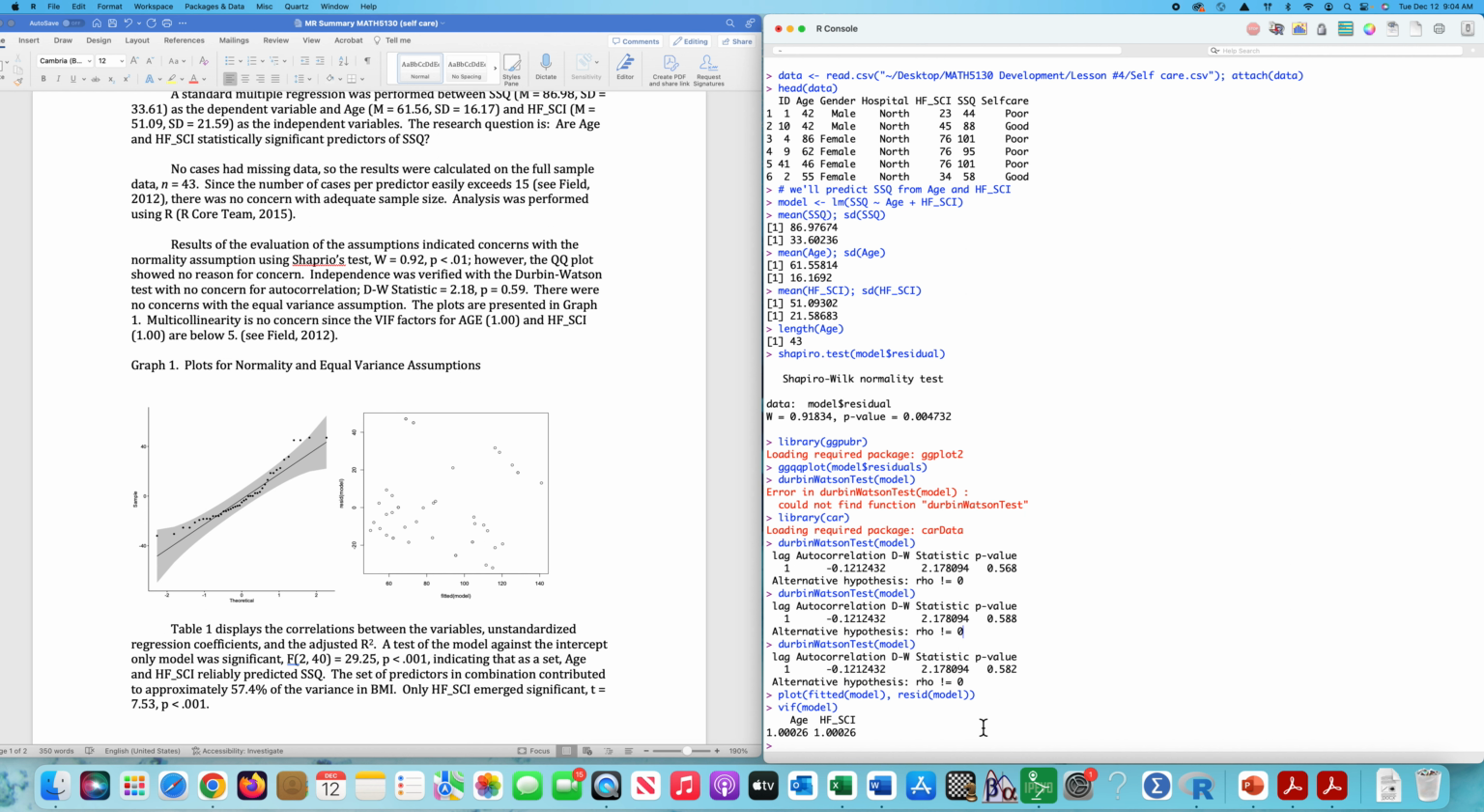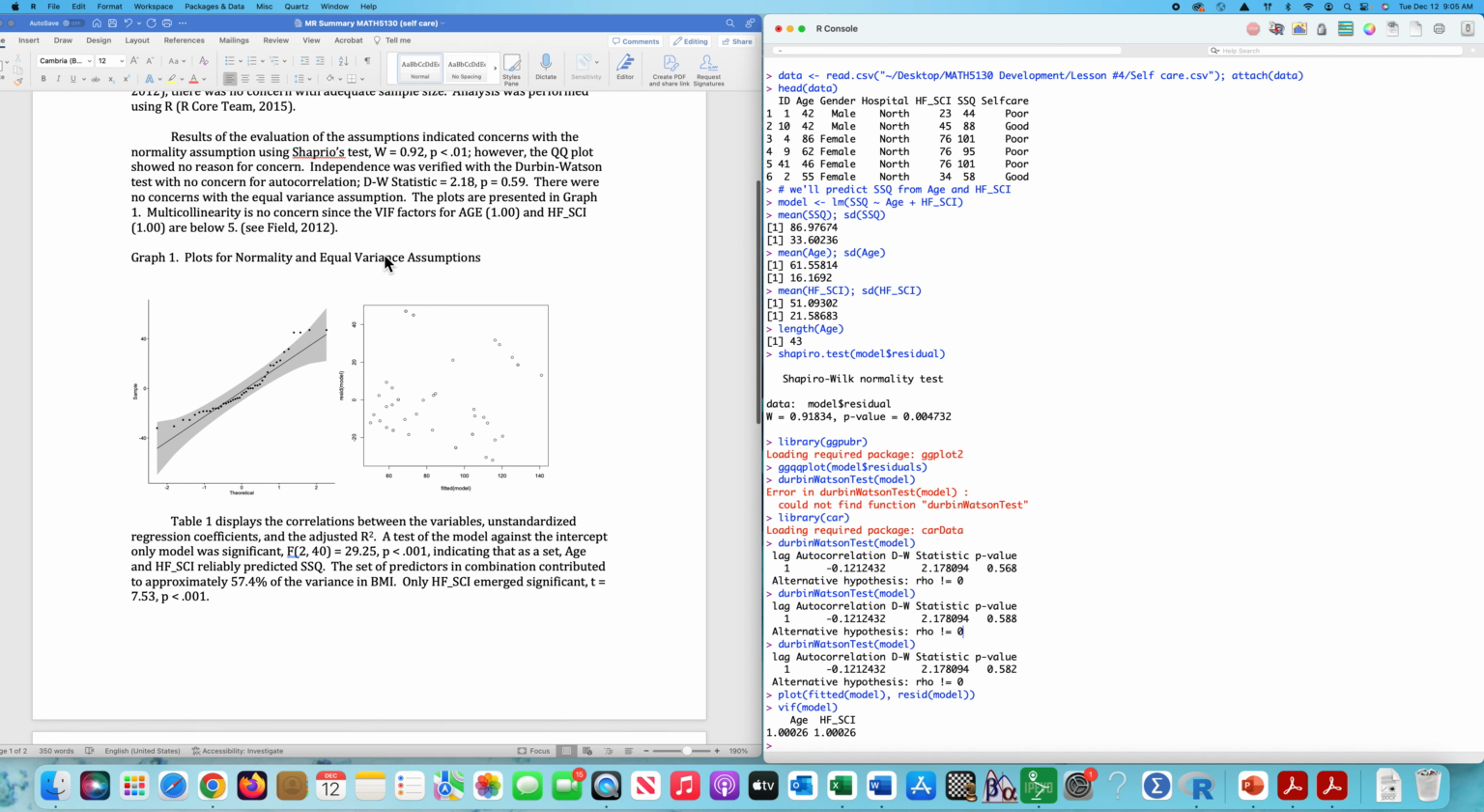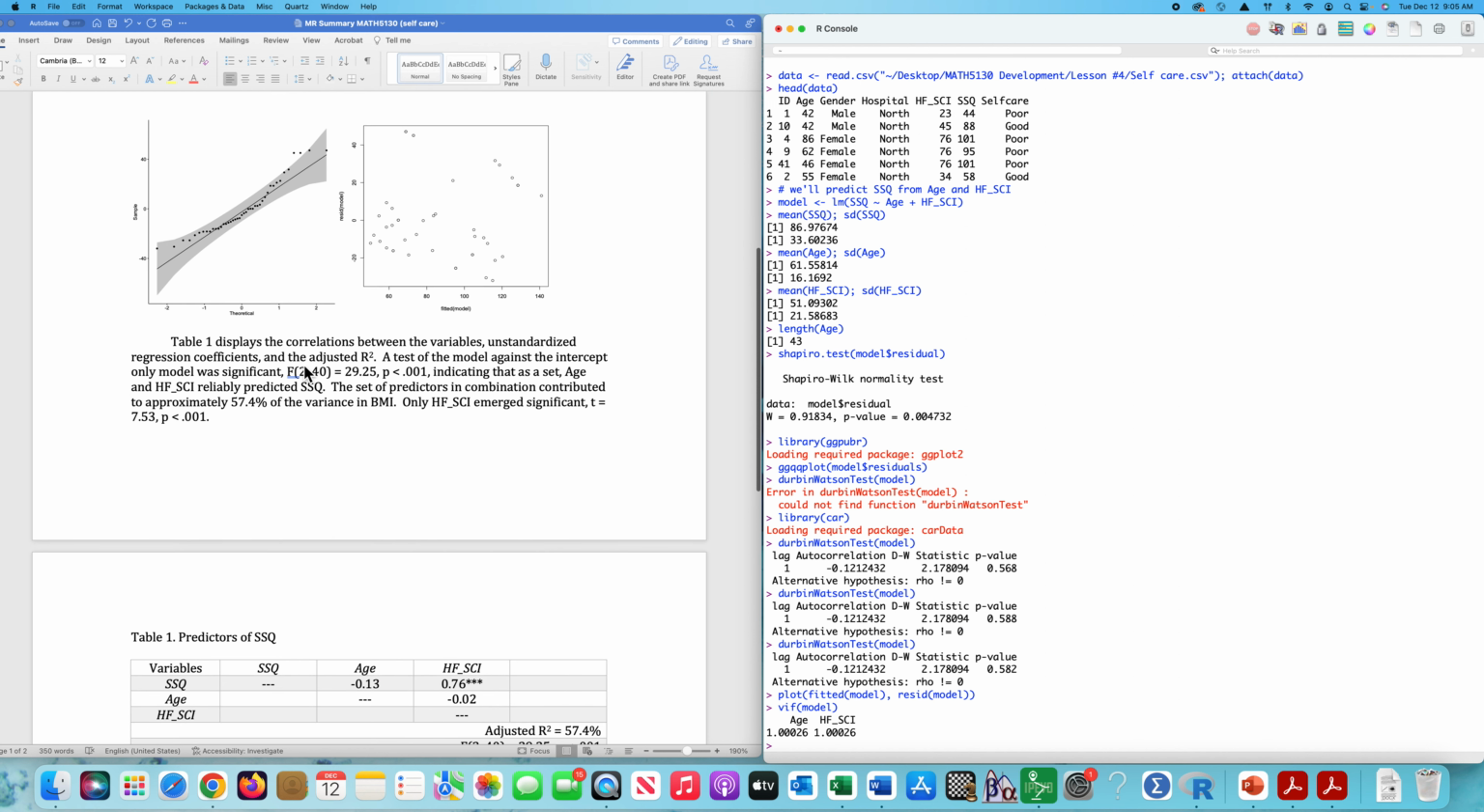If my VIFs were extremely high, and high is 5 or above, that's the caution, that's the red flag, then we would probably need to delete one of the variables and either replace it with something else, or maybe just, if we've got like 3 or 4 variables, and let's say we find 2 that are highly correlated, let's just say we have 4 predictors, then just delete one of the predictors that's highly correlated and run your model with 3 predictors instead of 4. So that pretty much takes care of the evaluation of the assumptions.